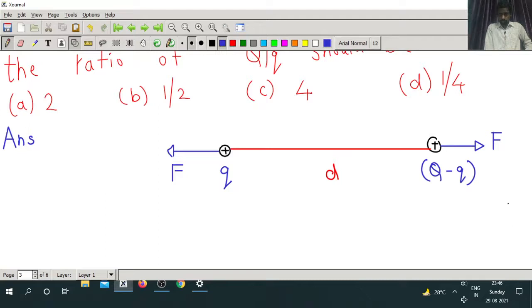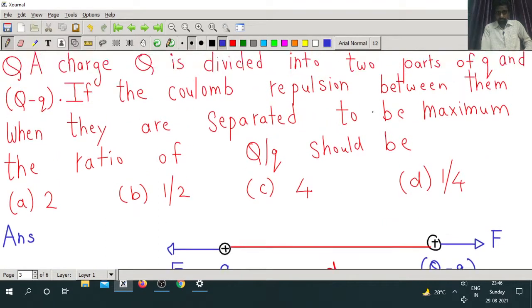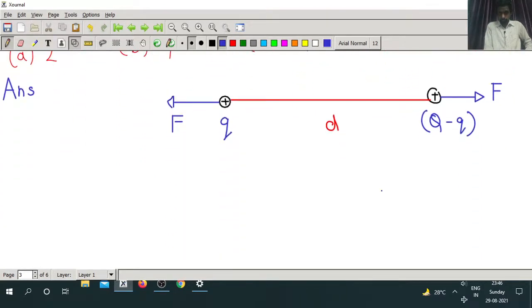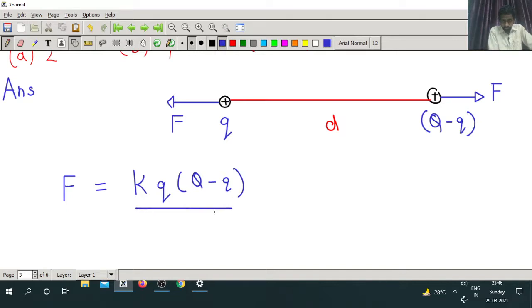That is, the question asked is what is the ratio of capital Q upon small q if the force of repulsion has to be maximum. So that means keeping both the charges at the same distance, what should these two charges be so that we get the force as maximum. Now let us solve this, and you know that the Coulomb force between two point charges is given as K into first charge multiplied by second charge, divided by the distance square. Now we want the force to be maximum.